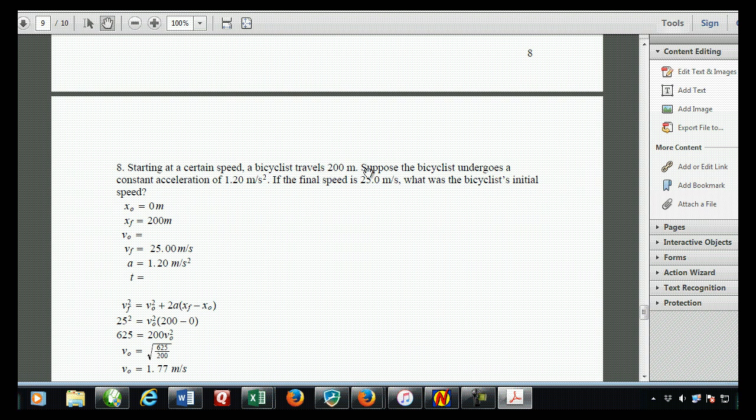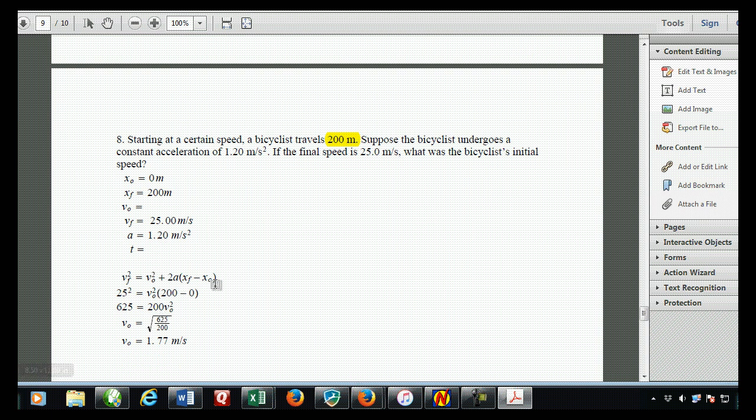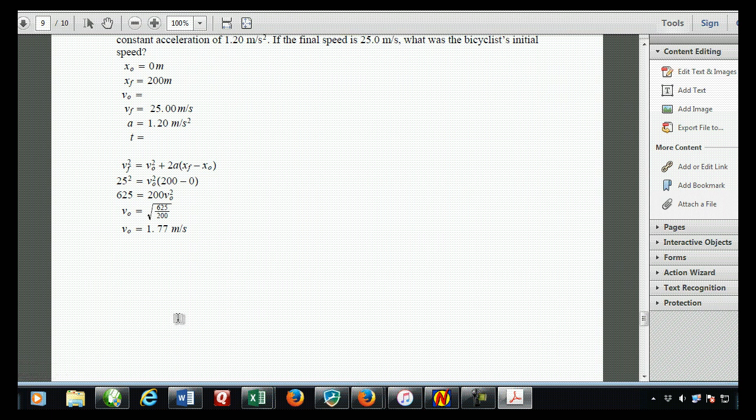Number 8, starting at a certain speed, bicycle travels 200 meters. That's his distance. His distance is 200 meters. You know his original position is 0. Suppose the bicycle undergoes acceleration of 1.2 meters per second squared. If the final speed is 25 meters per second, what's the initial velocity, speed? So we're looking for what? V naught. V naught, don't have a time, should be third equation. Plug in the numbers, got to do some algebra. We have 625 divided by 200, take the square root, 1.77 meters per second.